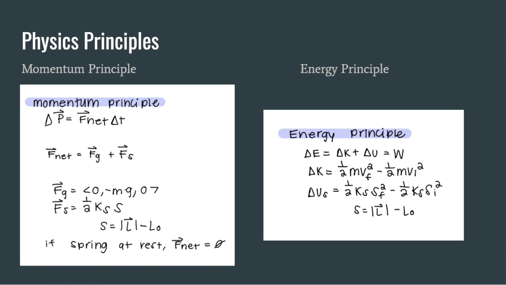For the momentum principle, the F net is equal to the force of gravity plus the force of the spring for this system, and the force of gravity is equal to <0, -mg, 0> as its vector. The force of the spring is equal to negative ks, the spring constant, times the stretch, and if the spring is at rest, the net force is equal to 0. For the energy principle, the delta K and delta U that are involved are the delta K of the spring, the delta U of the spring, and the delta U of gravity, and all these equations are shown above.